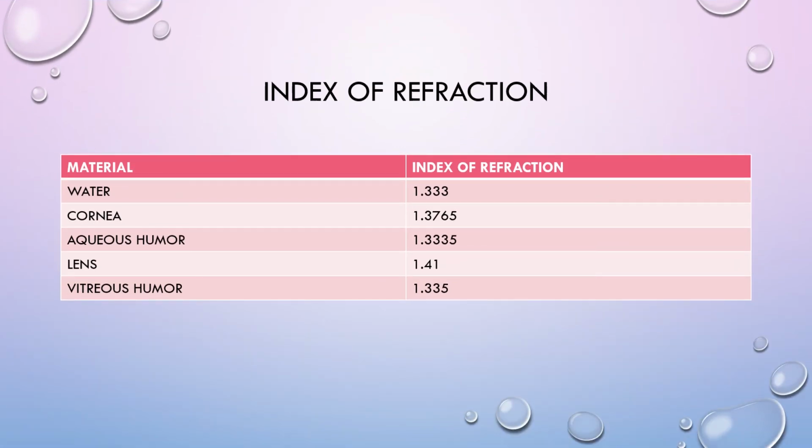As you can see, the index of refraction is very similar between the structures of the eye and water. I created this table so that you can easily see how the values compare. Many eye structures have refractive properties that are somewhat similar to water, and they can bend light rays into a precise point of focus that help us see clearly.